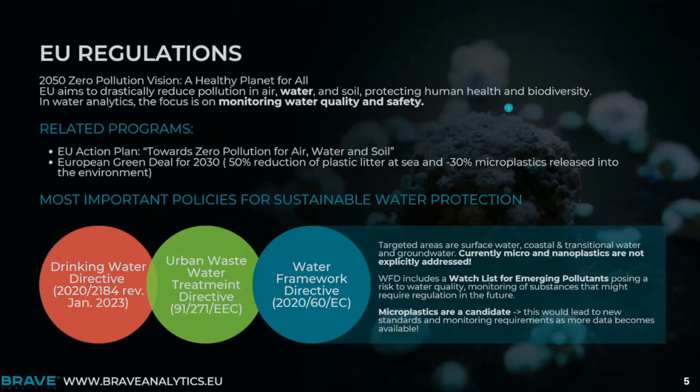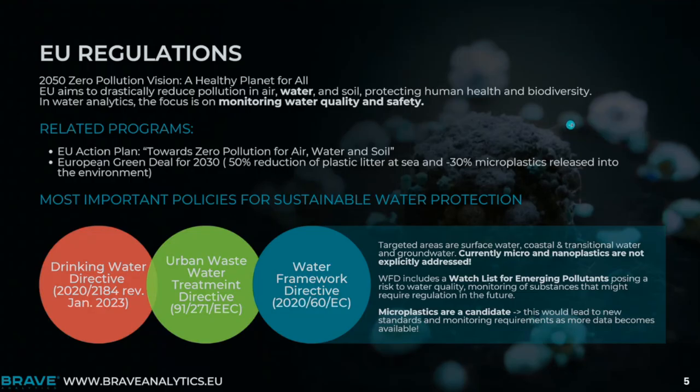The EU has already started looking into this, and there are a couple of guidelines out there already, starting with the Drinking Water Directive, Urban Waste Water Treatment Directive, and also the Water Framework Directive. And there are suggestions out there on where you should report drinking water contamination, where water treatment plants need to report. And our EU action plan, for example, towards zero pollution for air, water, and soil, and the Green Deal also mention a 50% reduction of plastic litter at sea and a 30% reduction of microplastic released into the environment. So to really monitor this, we need to have analytical methods to see what the risk is and to have countermeasures available.